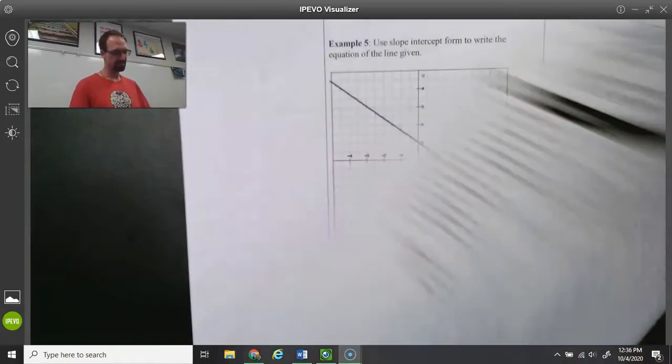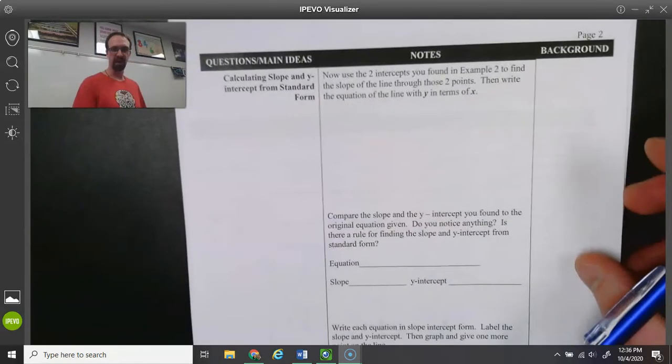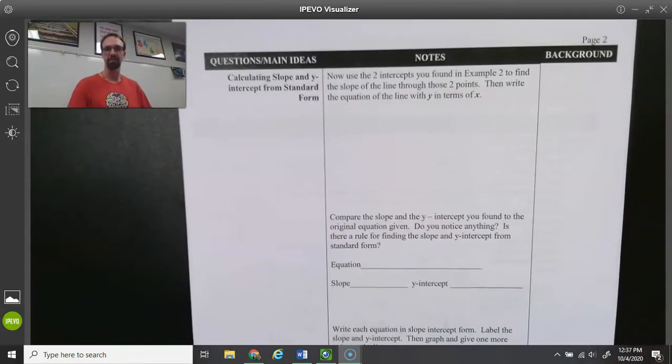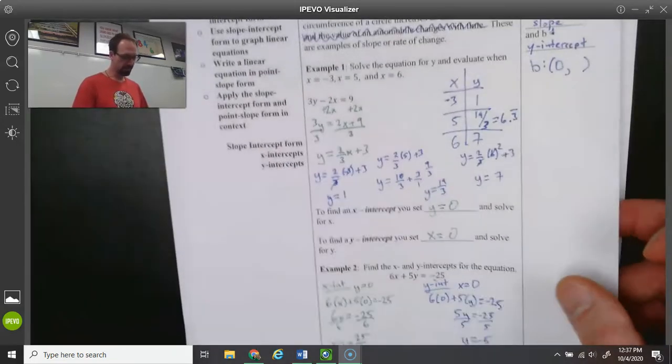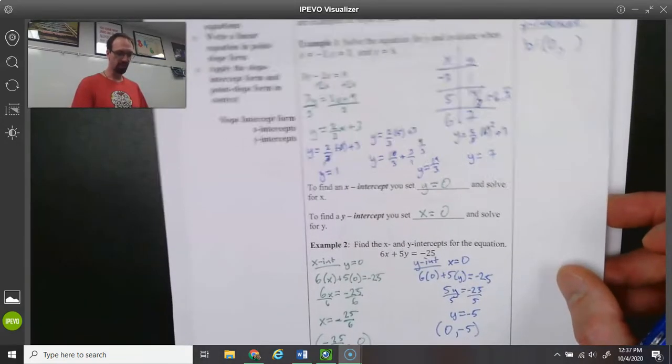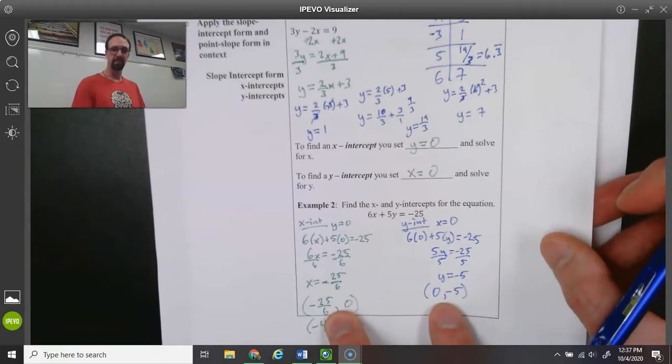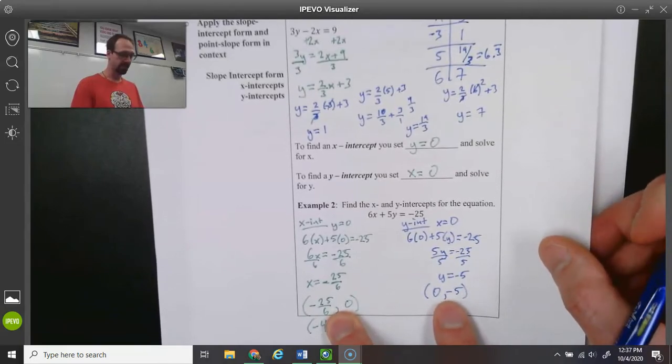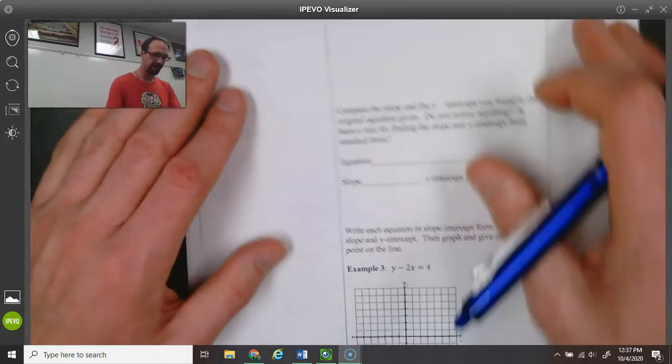Next page. This next page talks about taking the two intercepts we found in example 2 to write the slope of the line through these 2 points. Then write the equation with y in terms of x. So now we're trying to find the slope. Finding the slope between 2 points, we can find the difference of these.